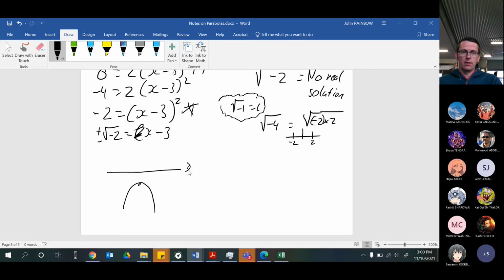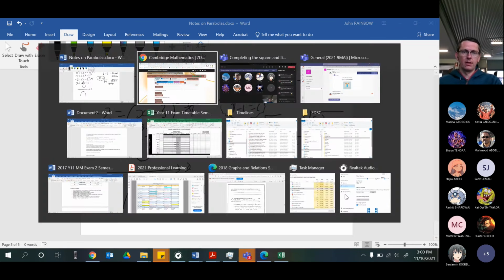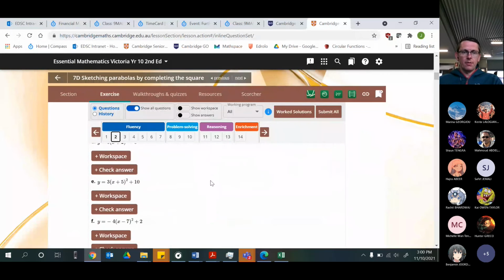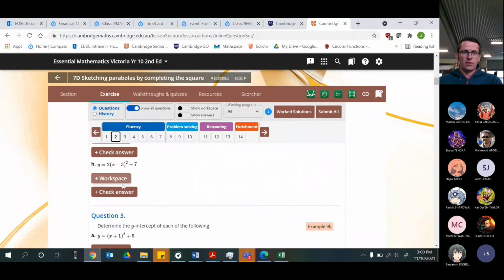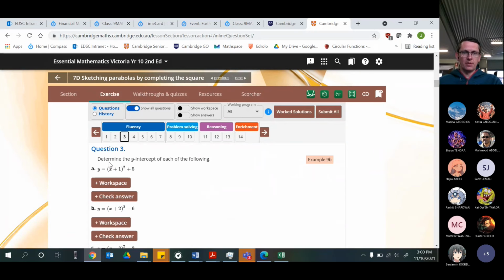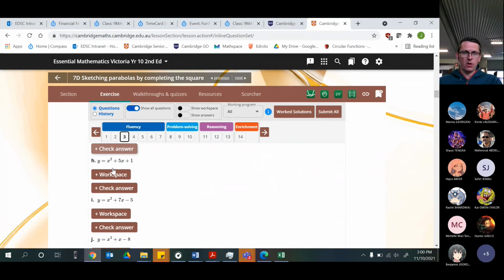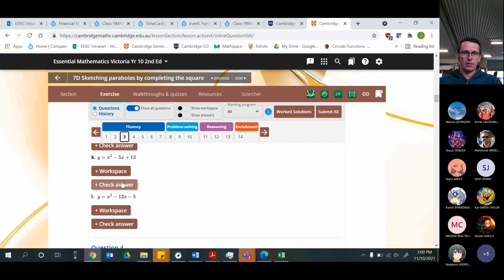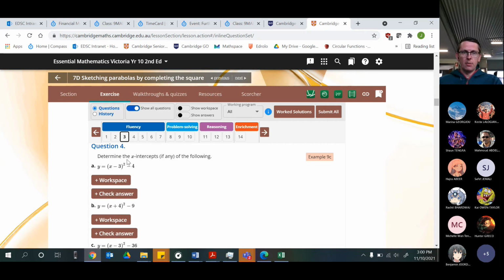Or if it is a positive graph, it hasn't been reflected, and the y coordinate is above the x-axis, then it's not going to come down, it doesn't intercept. And you're going to run into this dilemma when you try and find the intercepts: you have the square root of a negative number. So you're going to go through these questions and try to do that for those ones. Determine the y-intercept for each of these, which you should be able to work through and see what they are. And determine the x-intercepts, if any, of the following.